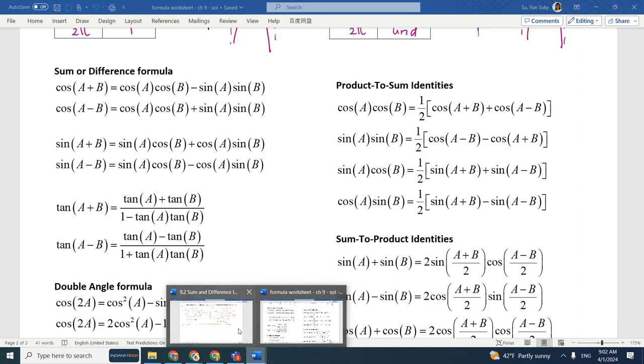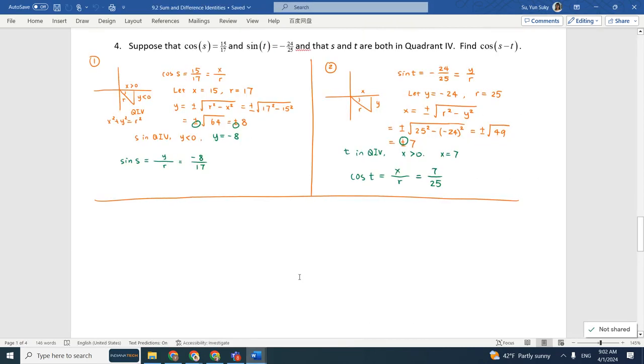Last time we were working on this example. We have cosine S and sine T, and we know both of them are in quadrant 4. Now we want to compute cosine of S minus T. You can separate this into 3 steps. We were given cosine S, and we computed sine S. We were also given sine T, and then we computed cosine T. Those 2 steps we did before in chapter 7.